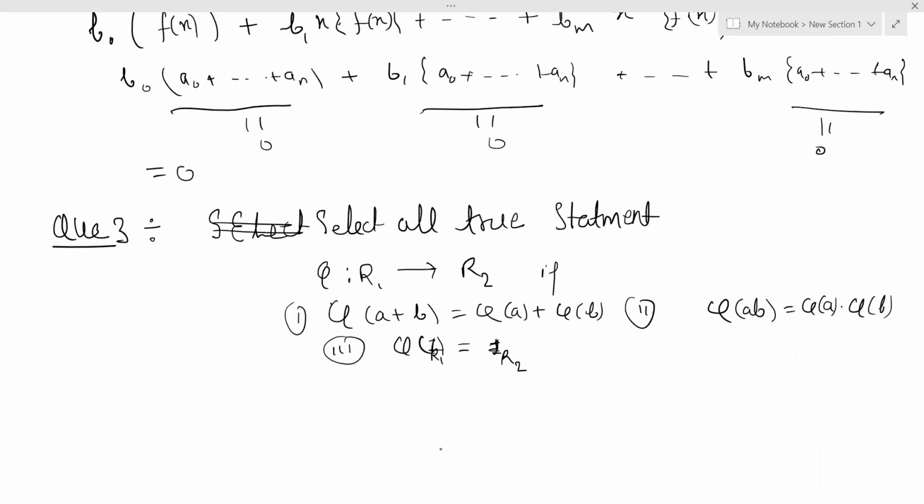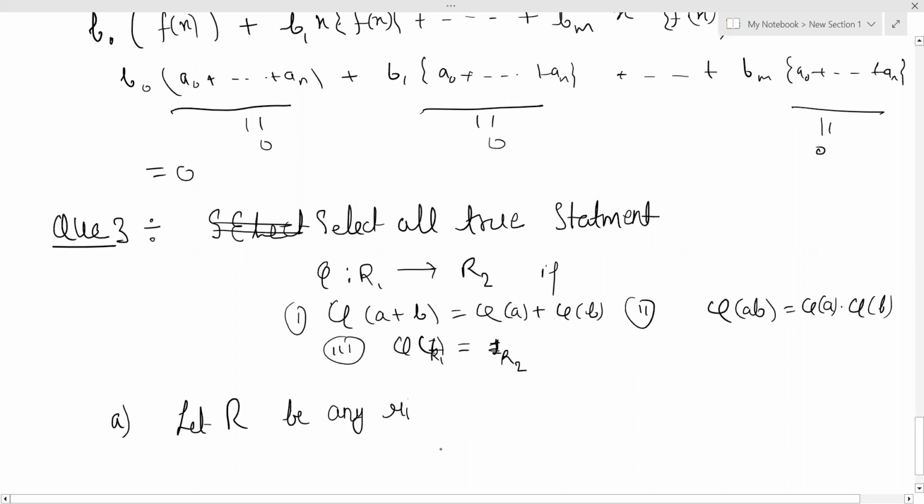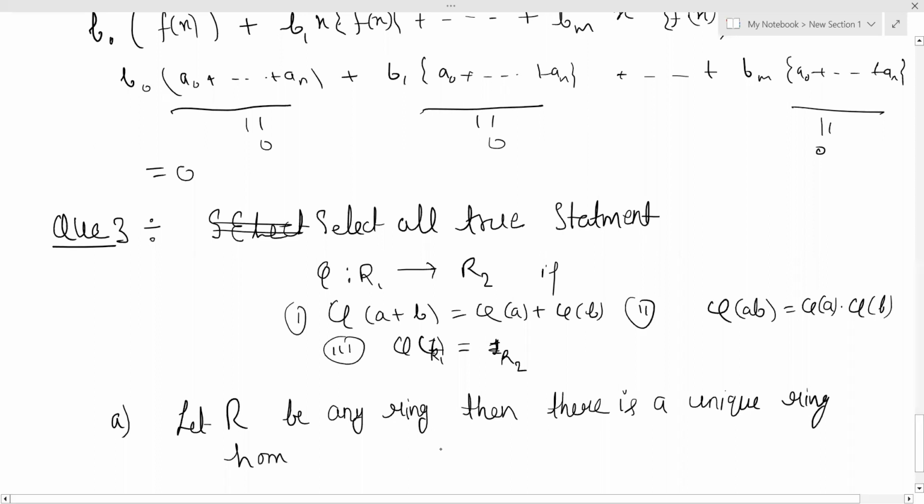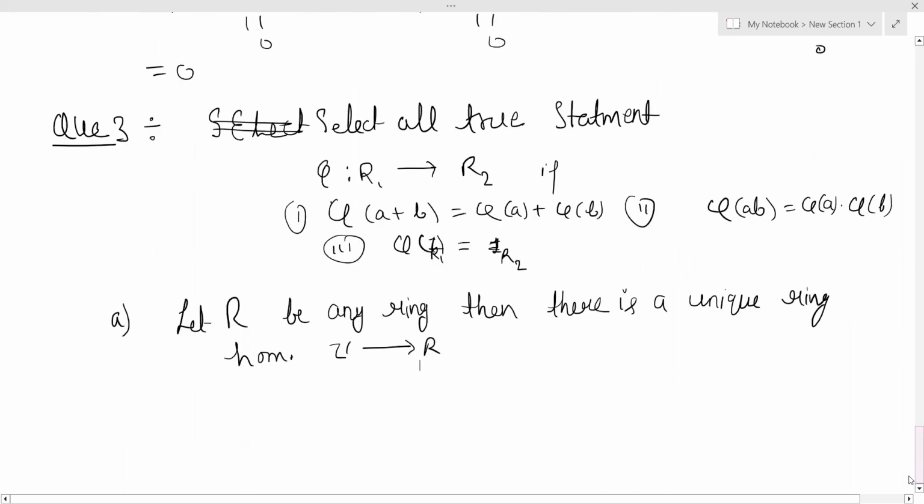So the first statement is A: let R be any ring, then there is a unique ring homomorphism from Z to R. So first give me a ring homomorphism from Z to R and then claim that it is unique. Except this, no other exists.